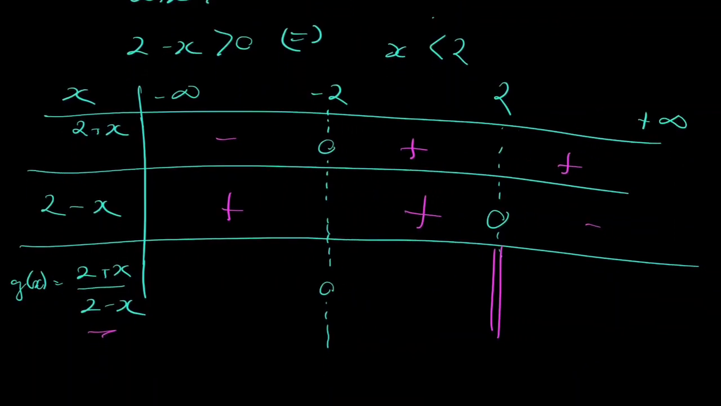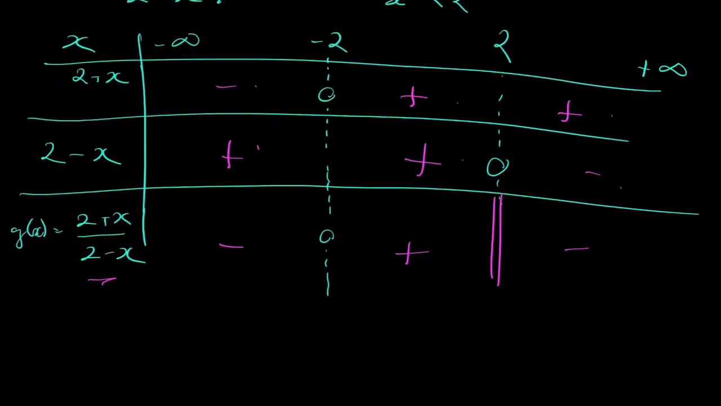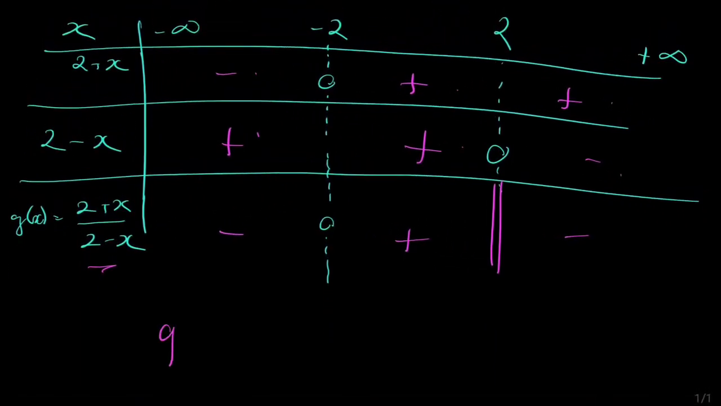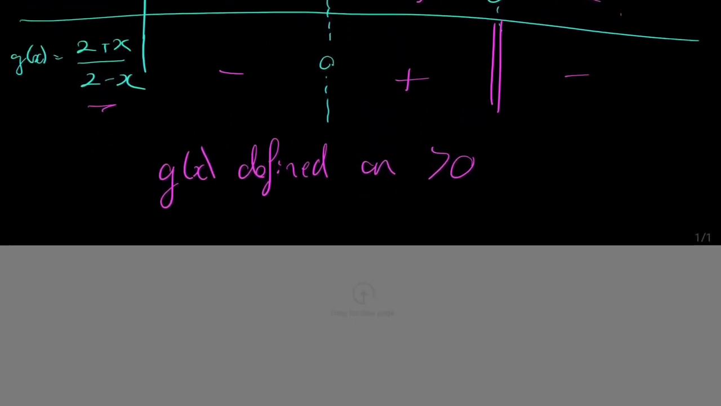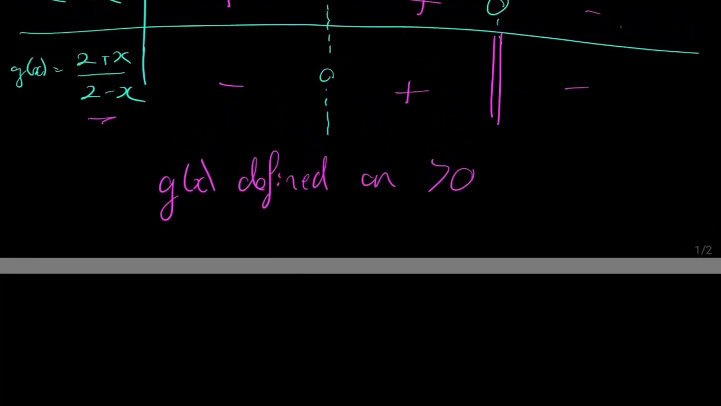For the function g of x, we can divide the signs. Here we've got a minus, here we've got a plus. Minus times plus is equal to minus. Plus times plus is equal to plus. And plus times minus is equal to minus. And here we can see that we want at the same time g of x defined and strictly greater than 0. And so our solution will be this interval here.